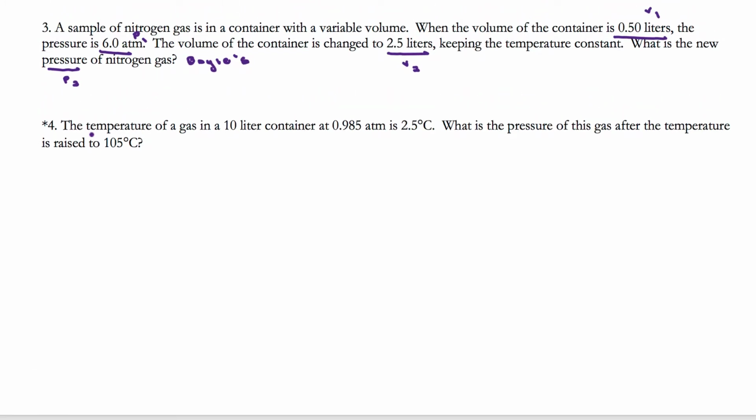All right, last practice problem. The temperature of a gas in a 10-liter container at 0.985 atmospheres, so that's my P1, is 2.5 degrees Celsius, T1. What is the pressure of the gas after the temperature is raised to 105? So that's my T2. Notice this 10 liters here is simply a red herring. I don't need that information because the volume of the gas is not changing. So since I'm just dealing with pressure and temperature changing, then I have Gay-Lussac's law.